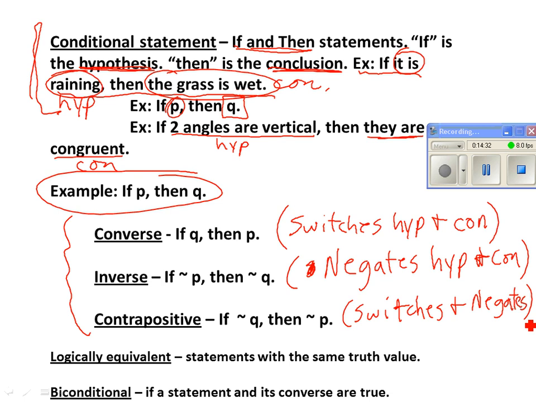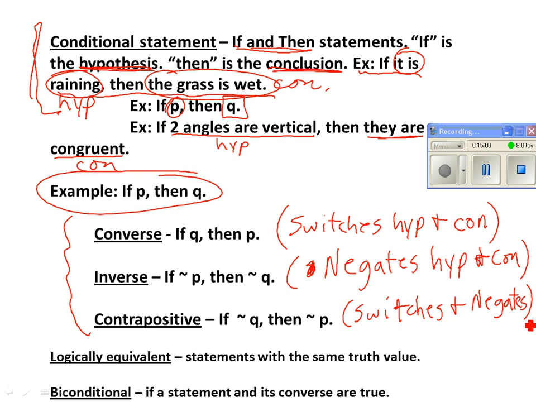All right, back to this. So the original statement here is true. If it is raining, then the grass is wet. What would the converse of that statement be? How would you turn that around and make it the converse? If the grass is wet, then it is raining. Good. Is that true or false? False.